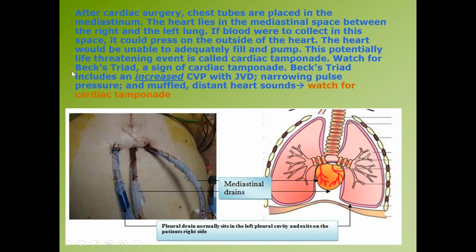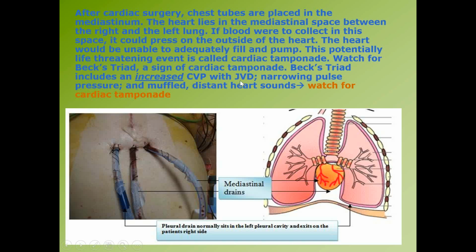And therefore, this Beck's triad is a trio of signs and symptoms where you have the inability of the heart to stretch and eject, stretch and eject. So diastole, systole is at risk. And that's why blood is just kind of hanging out there and not a whole lot of it. And that's why there is an increase in the jugular venous distension.